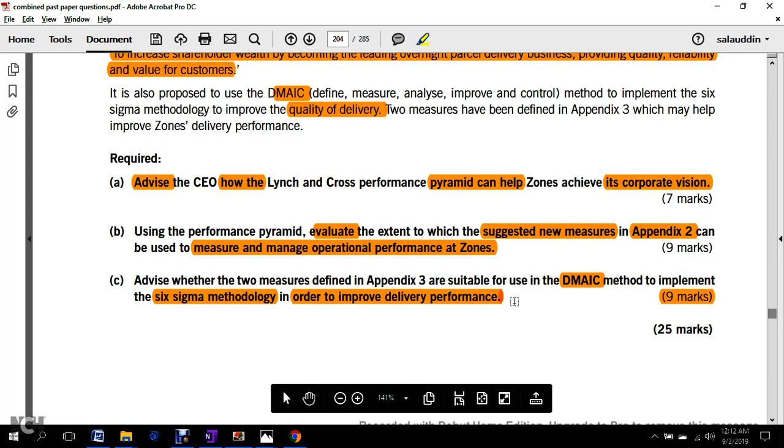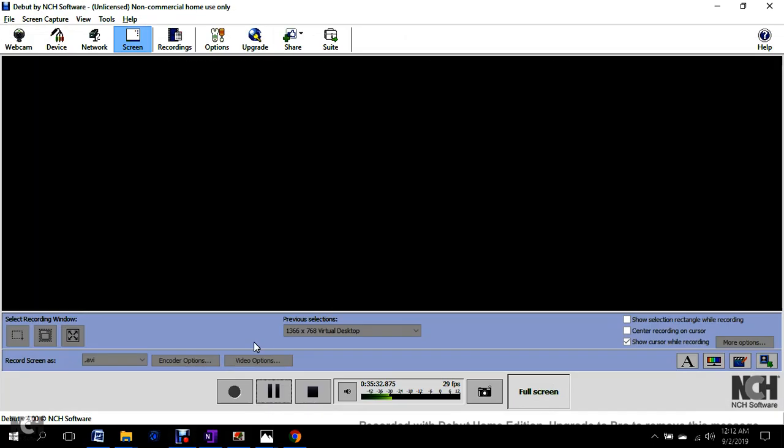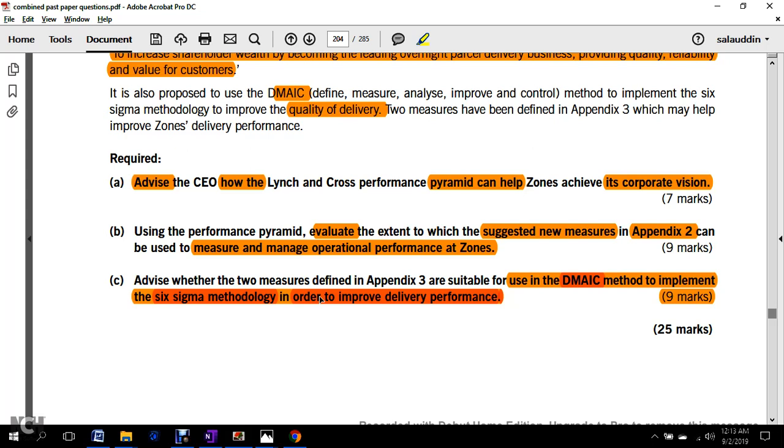Before reading this question, you need to have knowledge about Six Sigma. I'm just discussing something about Six Sigma. Six Sigma is a method used for improving quality. So how can it be suitable in this organization? First, we need to know what Six Sigma is. Six Sigma is a quality improvement process technique.